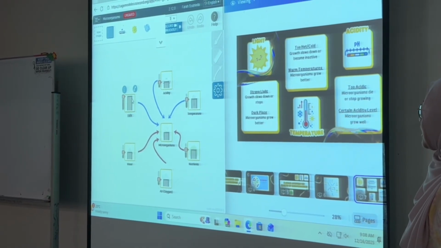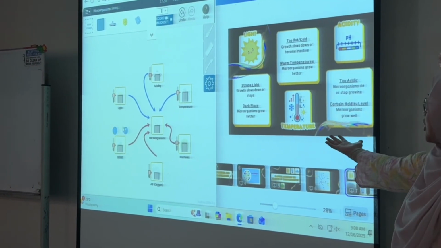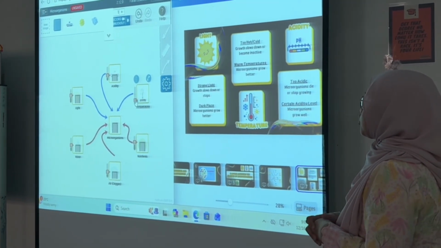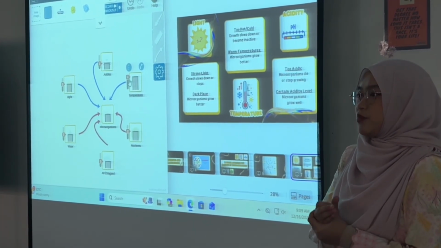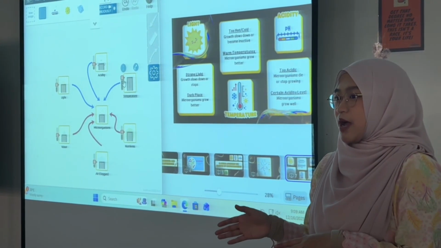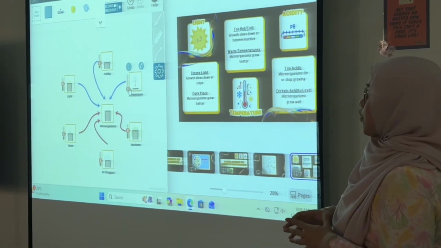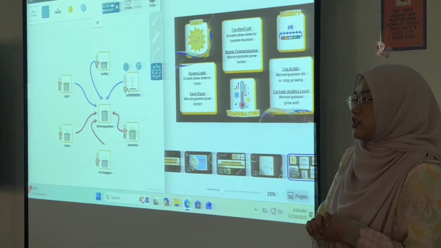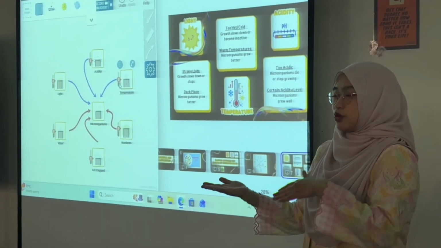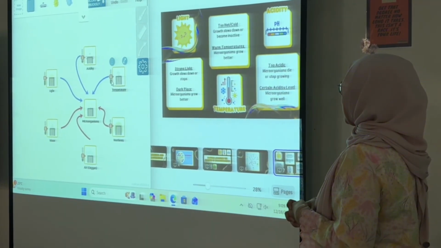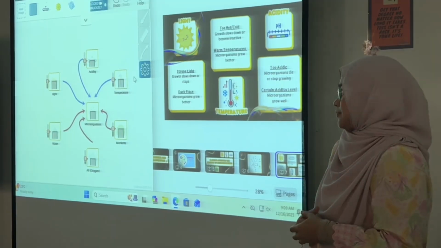Other than that, the next factor is temperature. So when it is too cold or too hot, the microorganism growth will slow down or it becomes inactive. But when there is warm temperature, which is just not too cold, not too hot, in between, the microorganism grows better.